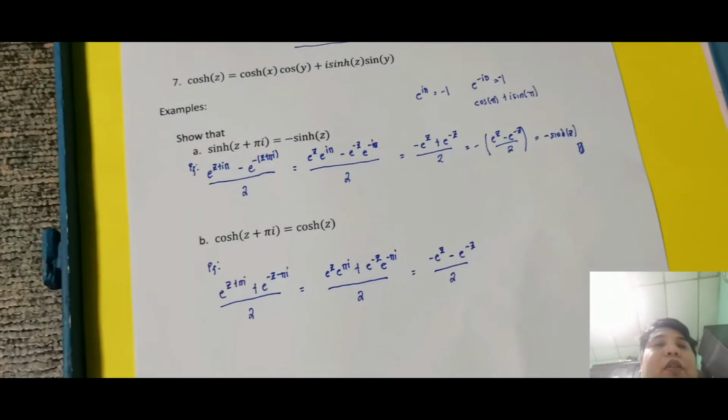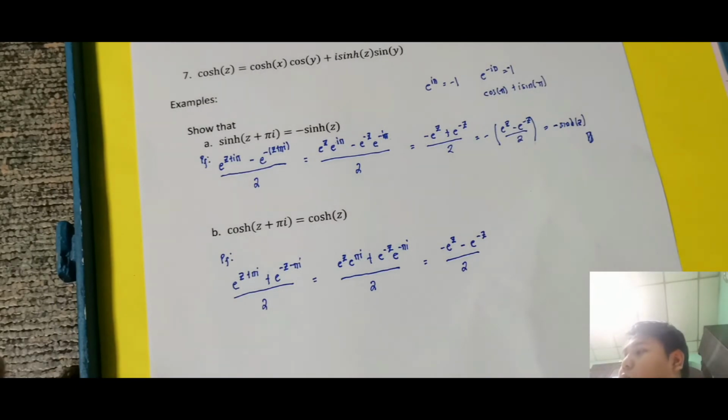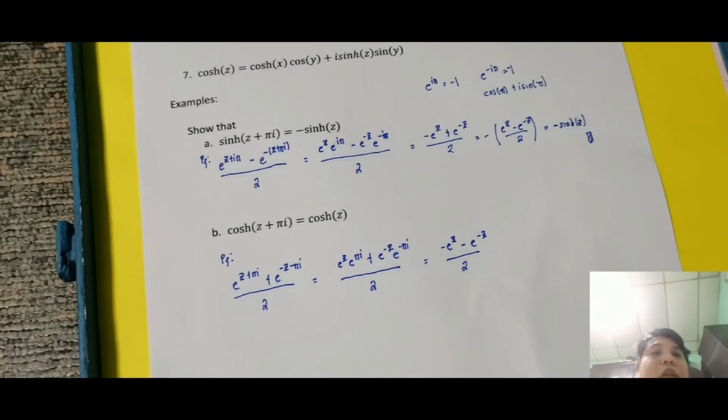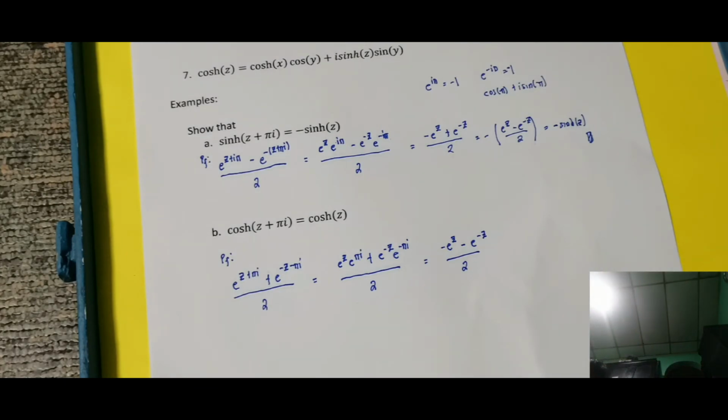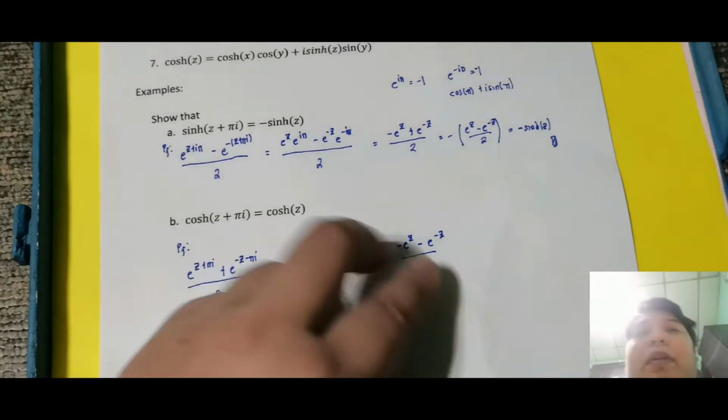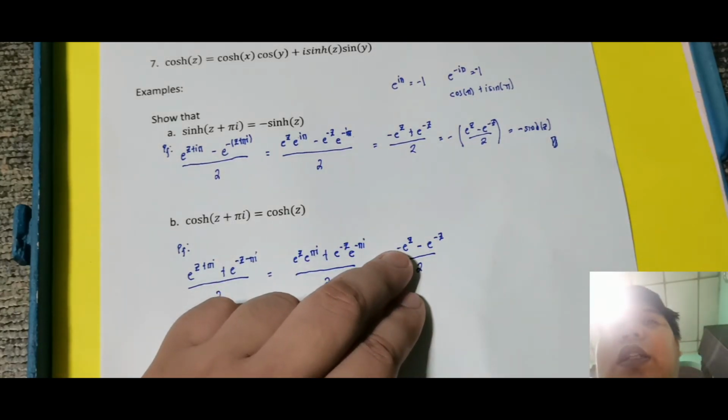So, I think may mali ako dito na formula. So, i-check ko na lang din yung given. I think ito ay plus or minus. Check ko lang din. Check ko lang ang nangyari, yung e raised to iπ, ay e raised to πi, that is negative 1.